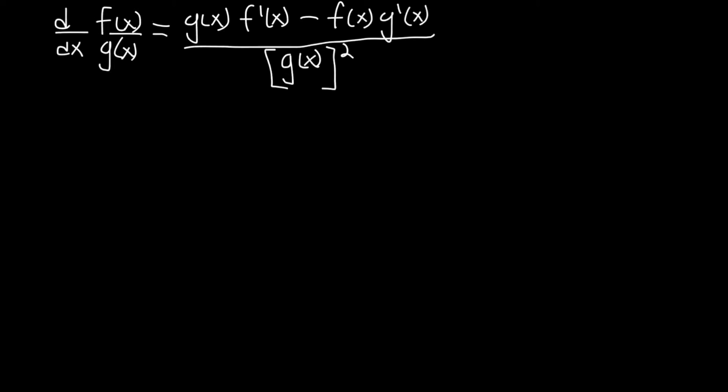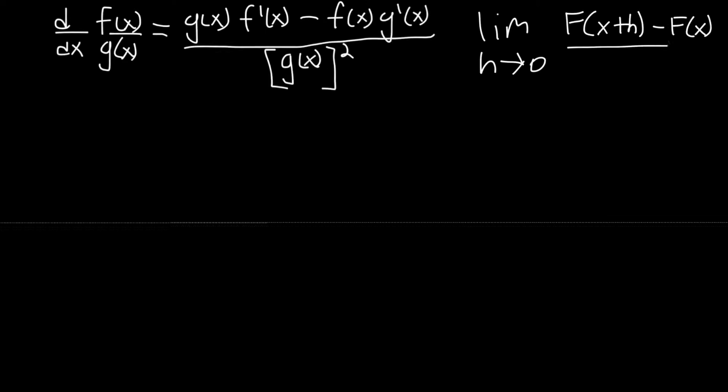To start this proof, we're going to need to remember the definition of the derivative. So stated here, it's the limit as h goes to 0 of f of x plus h minus f of x all over h. So we want to apply this definition to this function here, which is composed of both f of x and g of x.